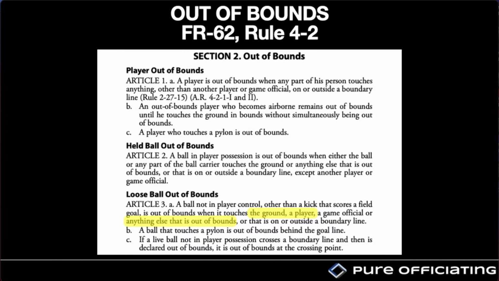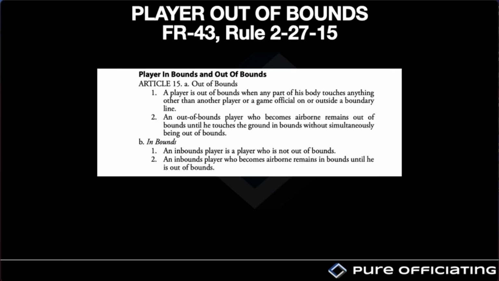So if the player was out of bounds, then the ball was out of bounds. How do we know if a player is out of bounds? We can see up at the top in Rule 4-2, but we can also go to Rule 2-27-15. This is on page FR 43. A player is out of bounds when any part of his body touches anything other than another player or game official on or outside a boundary line. So then if you go down to Article 15B, an inbounds player is a player who is not out of bounds. And we just defined a player that's out of bounds.